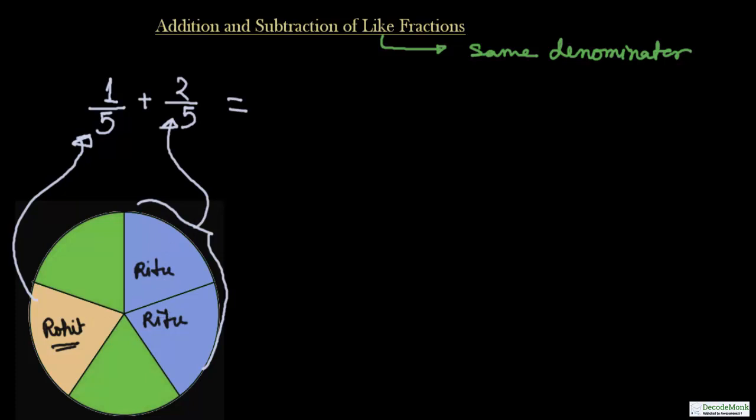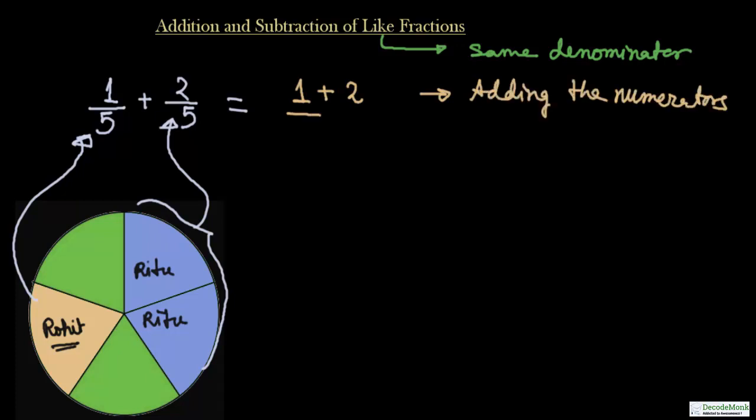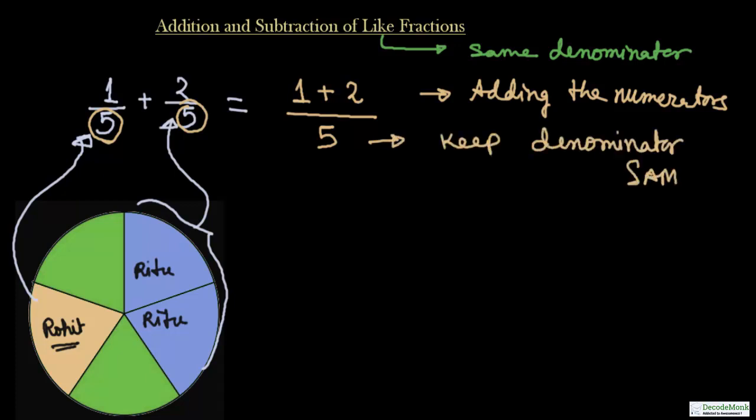So you can carry out this addition problem as earlier by adding the numerators. Adding the numerators, and here you see the denominators are the same, equal to 5. So we will keep the denominator the same. This is important. Please do not add the denominators also. You may do 1 plus 2 equals 3 and 5 plus 5 equals 10, so 3 by 10 is the right answer. No, you keep the denominator the same. Please remember this.